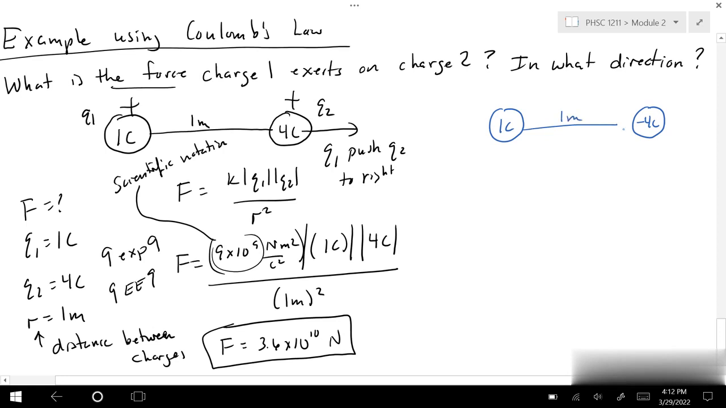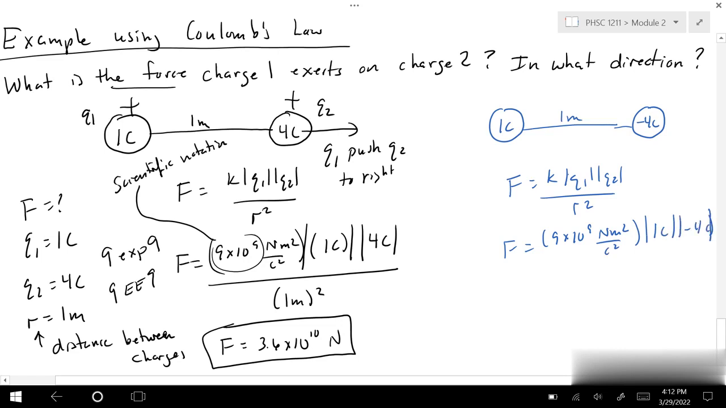Now if we do the same thing with 1 meter apart, F is equal to K, absolute value Q1, Q2 over R squared. You're like, well, it's going to be the same thing, but let me write it out to make sure everyone's seeing this. The absolute value of negative 4 coulombs becomes a positive 4 coulombs over 1 meter squared, so I get F equals 3.6 times 10 to the 10 newtons. And looking at what charge 1 is doing to charge 2, charge 1 is pulling charge 2 to the left.